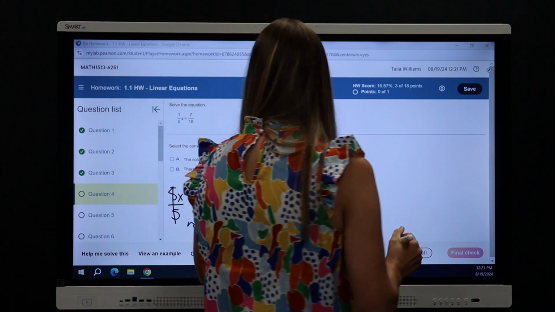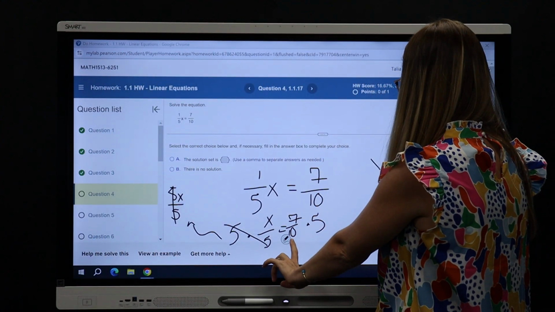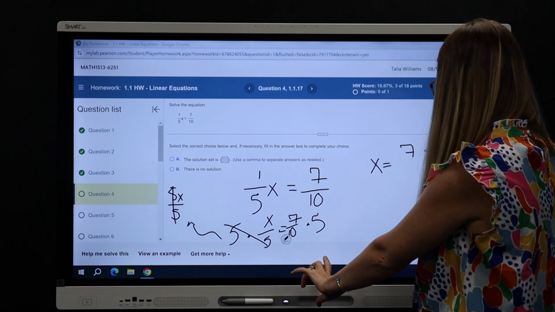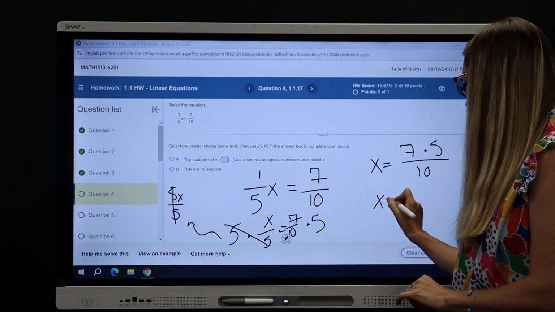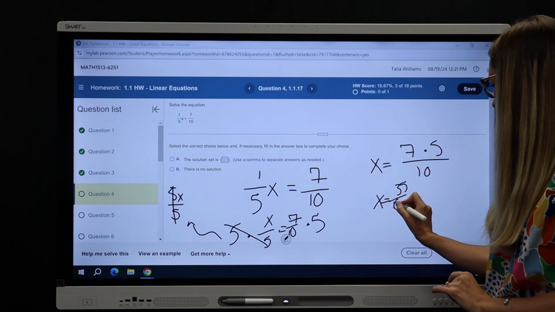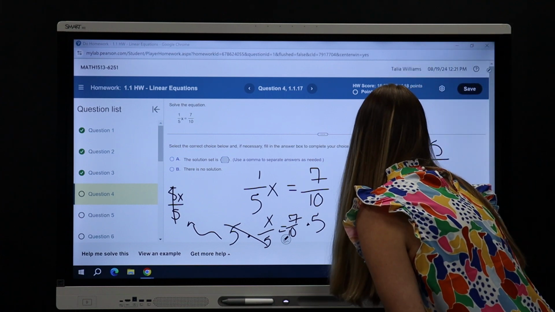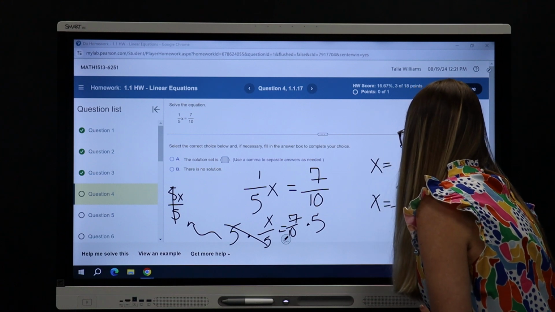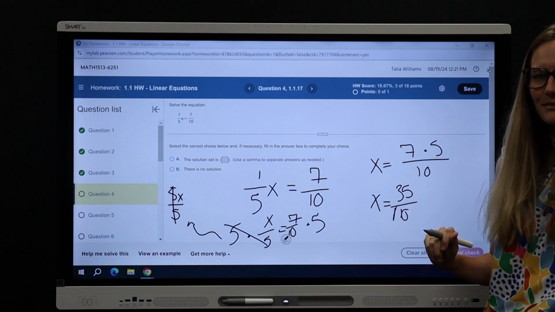And then here we're going to multiply the 7 by the 5 and divide by the 10. So I'm going to have x equals, I'll just write it out over here, 7 times 5 over 10. So 7 times 5 is going to be 35 over 10. Oh, that's ugly. I don't like it. Okay. Rewrite. 7 times 5 is 35 over 10. This thing needs to be calibrated.